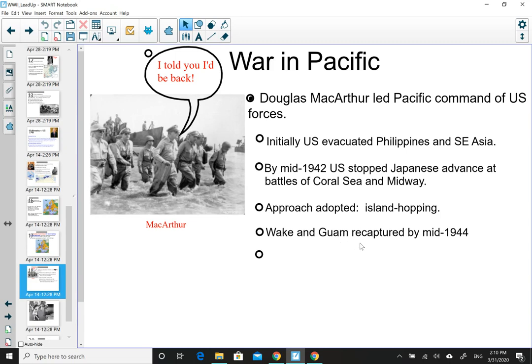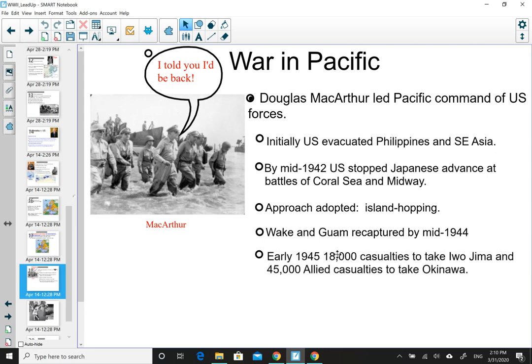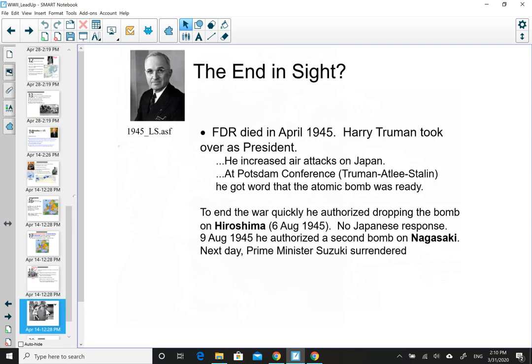By mid-1944, Wake and Guam were recaptured. By early 1945, the U.S. suffered 18,000 casualties in seizing Iwo Jima and 45,000 in taking Okinawa. As I mentioned, FDR died in mid-April 1945. His vice president, Harry Truman, had largely been kept in the dark about the various initiatives to defeat German and Japanese forces, in particular the Manhattan Project, the development of an atomic bomb.